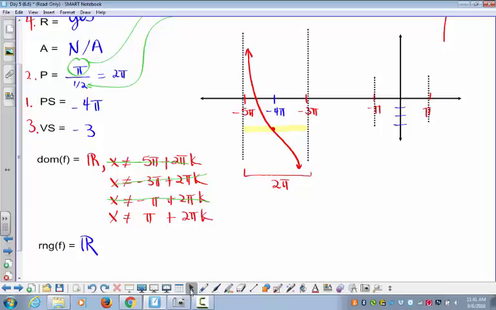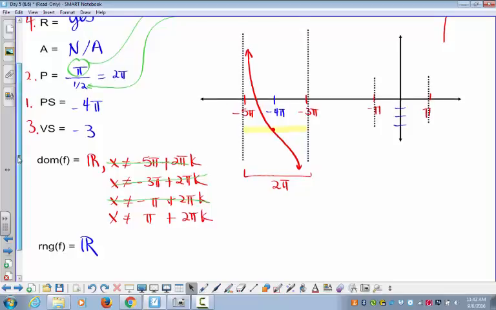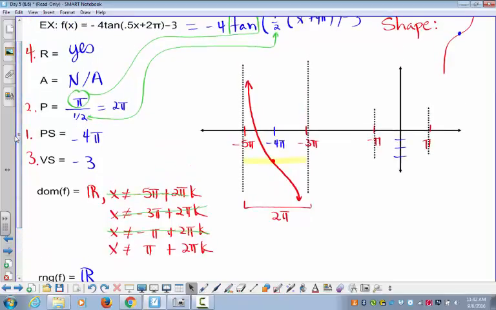Okay, any questions on how we did that? So tan is always pi, right? The basic period for tan is always pi. The basic period for cotan is always pi. The other 4, basic period is 2 pi.